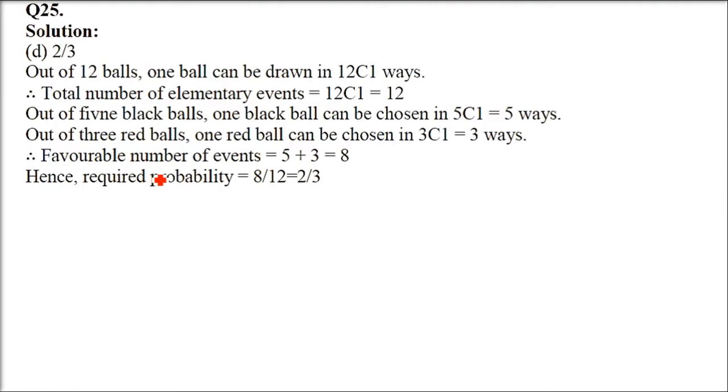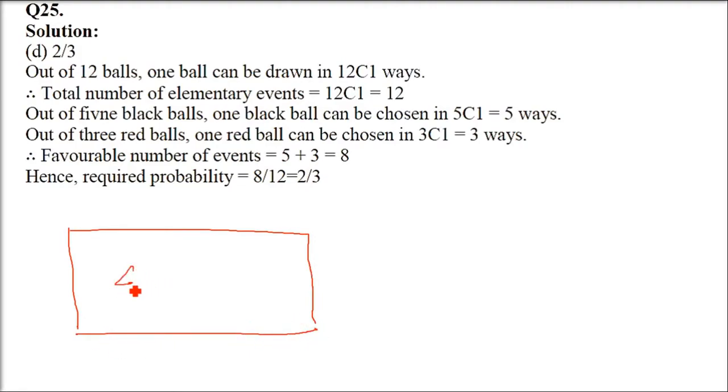This is question number 25. A bag contains 5 black balls, 4 white balls, 3 red balls. If a ball is selected at random, the probability that it is a black or red ball. So this kind of question we have already done. So let us take a box here. And we have 5 black, 4 white and 3 red balls. If a ball is selected at random, you are going to select only one ball. The probability that it is a black or red ball.